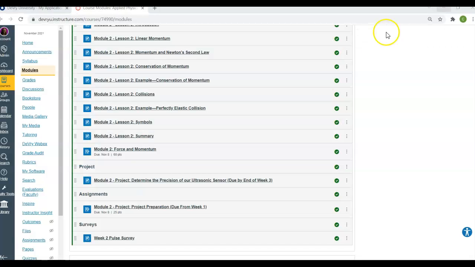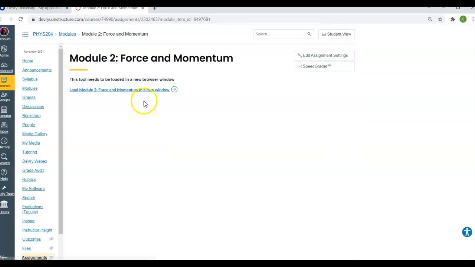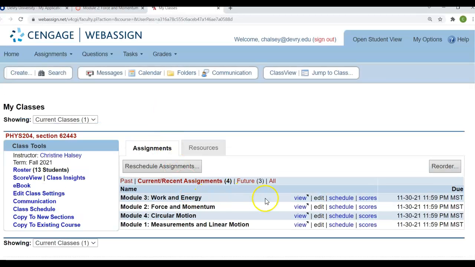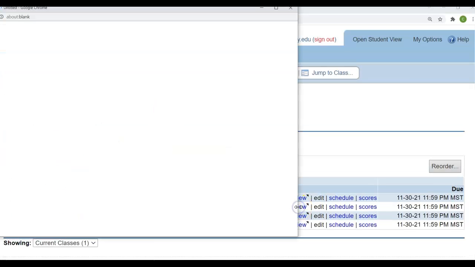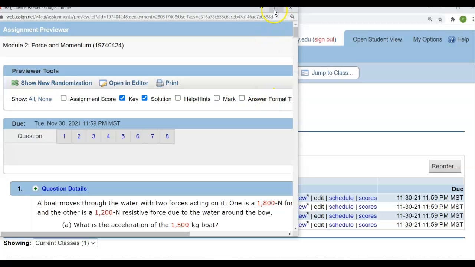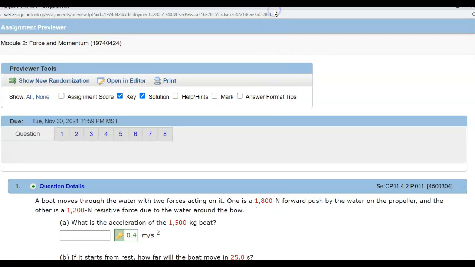Okay, here we're going to take a look at Module 2, Force and Momentum. If you didn't get this completed yet, you can now go in and complete Force and Momentum.